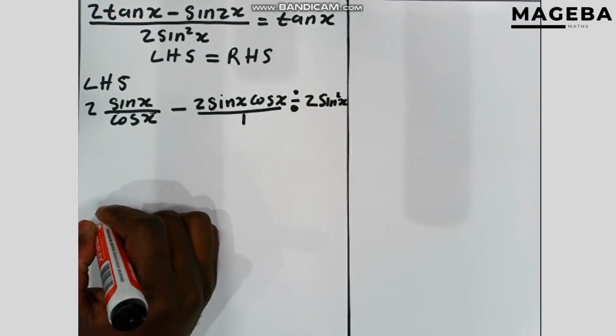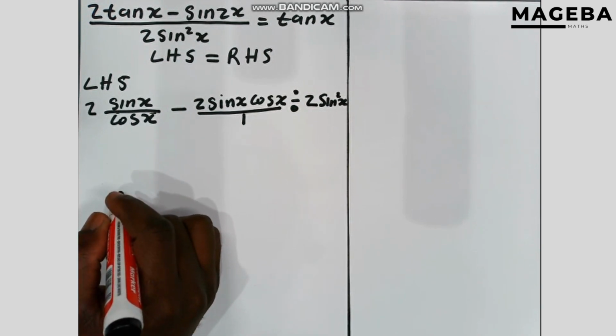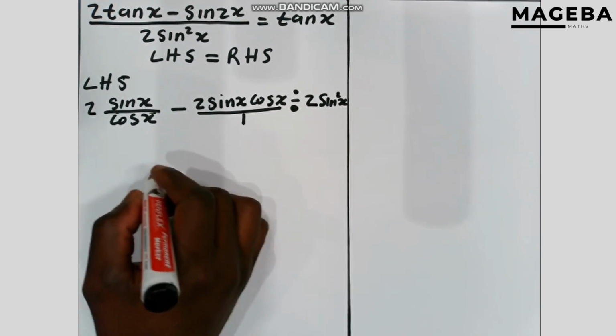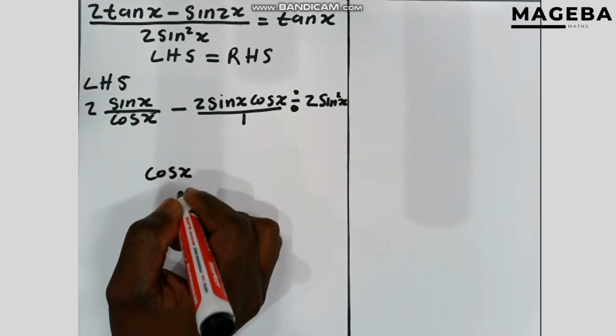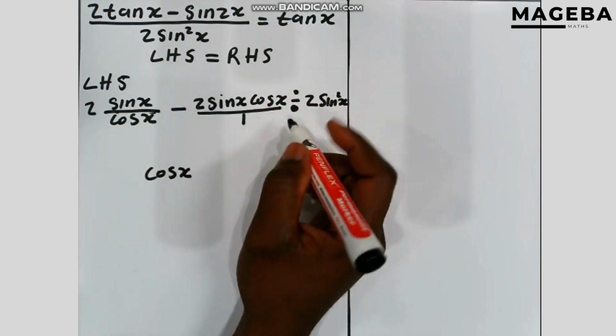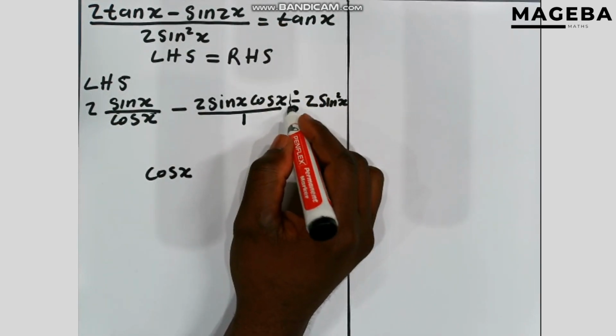And then here we have this division sign, and all this thing is what? It's over 1. So what we're going to do here is take our LCD. Then what is going to be our LCD? Our LCD is going to be cos x. So cos x is going to be the LCD on this side, remember, here before the division sign.